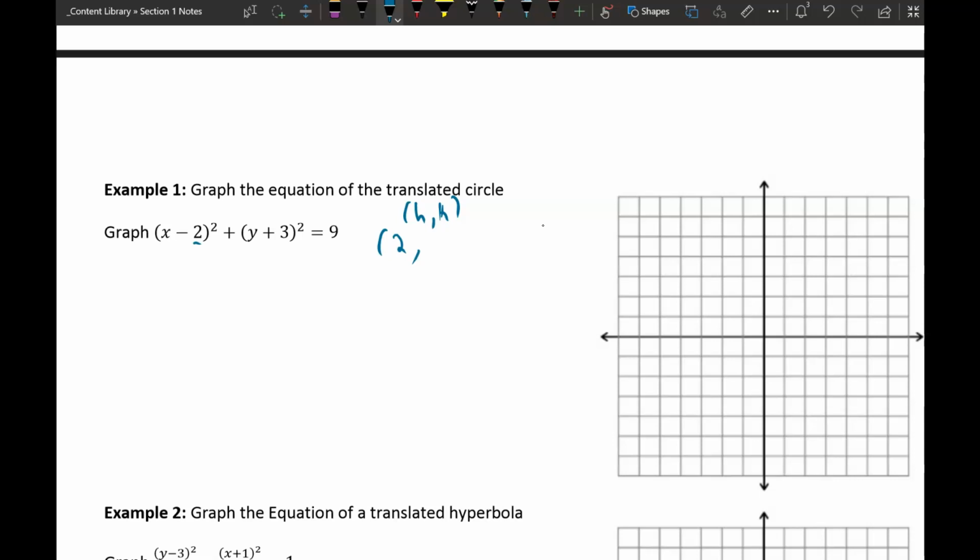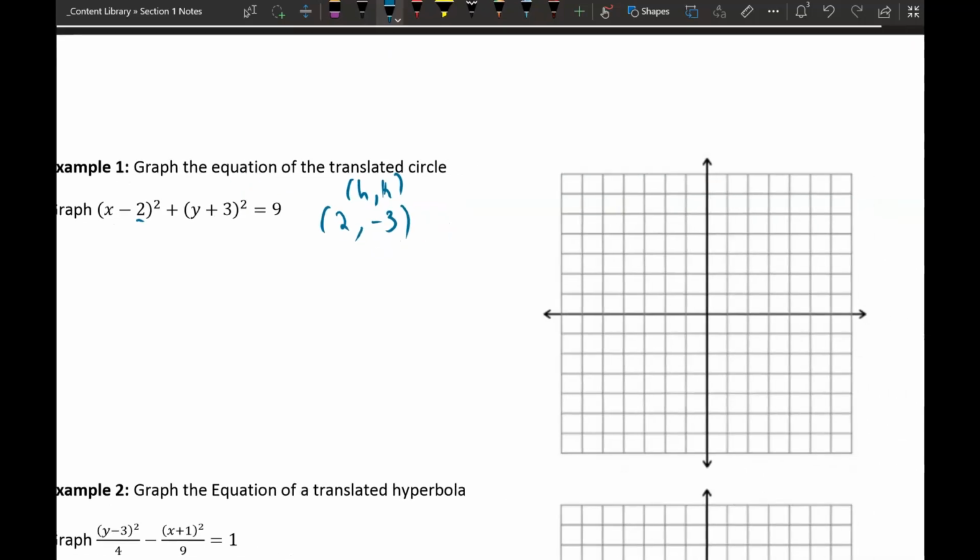Well, what do I have to do if this is supposed to be y minus some value equals y plus 3? Well, it should be y minus -3 squared. So basically, if it's positive, it's going to be the opposite, if you want to keep that in mind. That's going to be our new starting point of this circle.